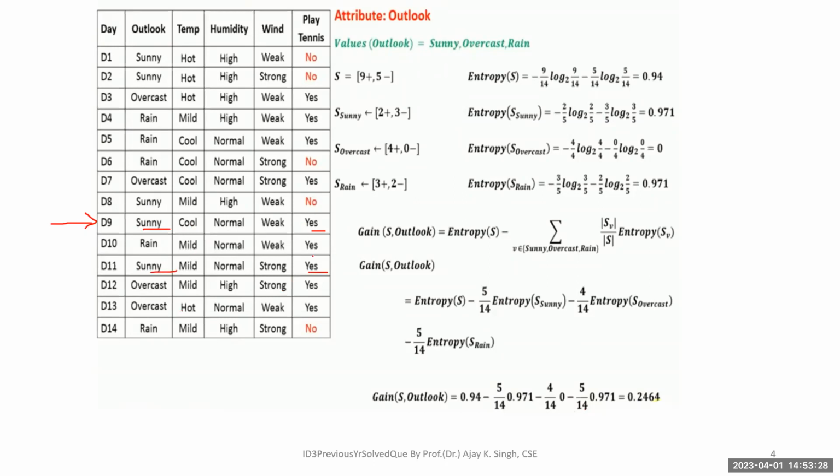Very good. We are having 2 different values for this sunny. So 2 positives are there. So here we took sunny as 2 positive. Is it okay? Now let's see the negative part. So let me erase this. Okay. Now let's go for the negative part.